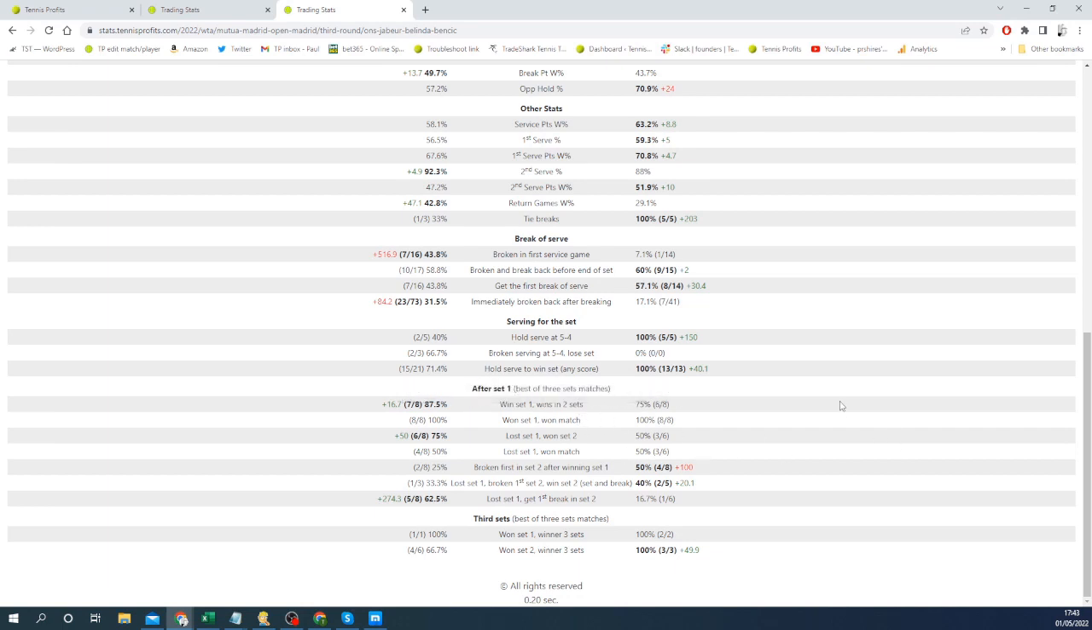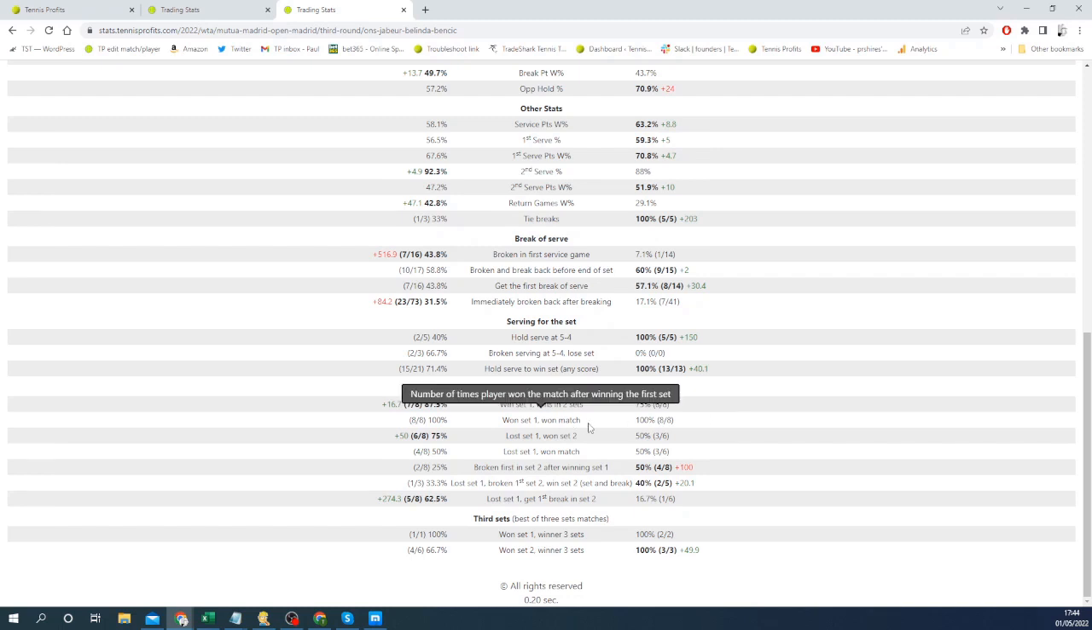Wins set 1, wins in straight sets. You can see Jabeur there, 7 out of 8. If she took the first set, she didn't lose the second in effect, so it wouldn't have been a good choice to lay her. 6 out of 8 times for Bencic. So if you'd laid her when she won the first set, you wouldn't have had too much success.